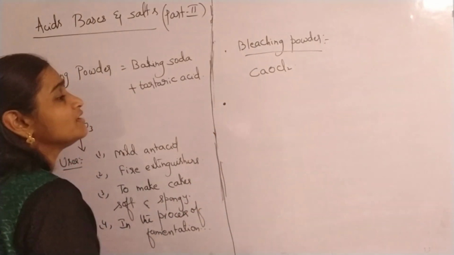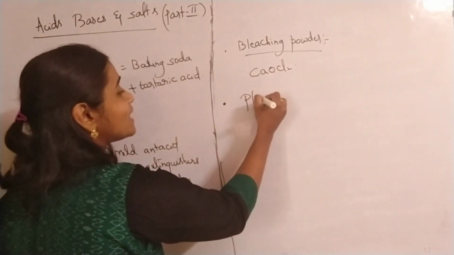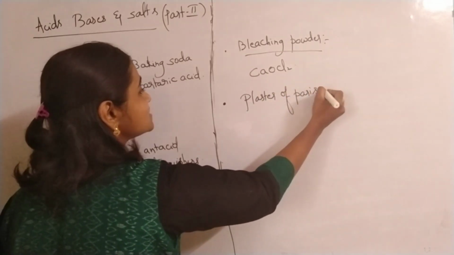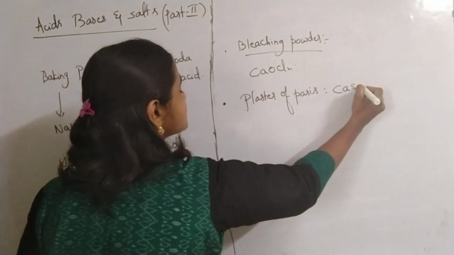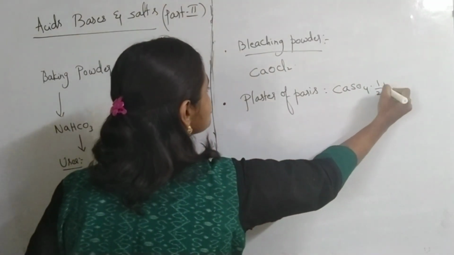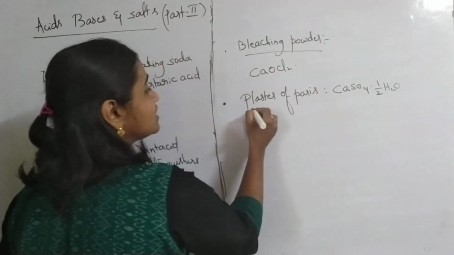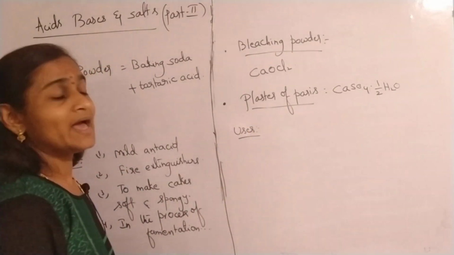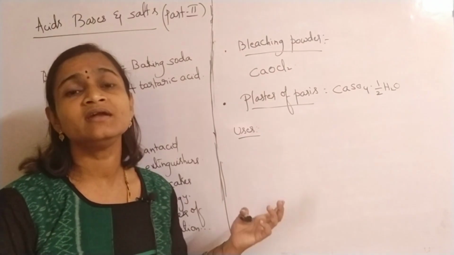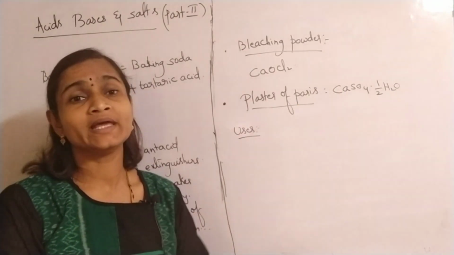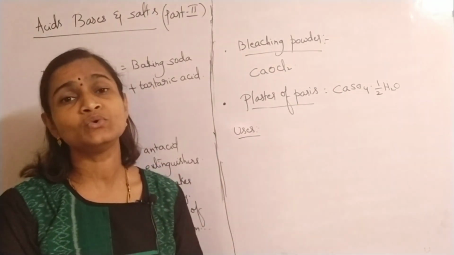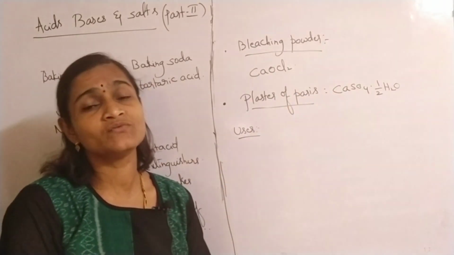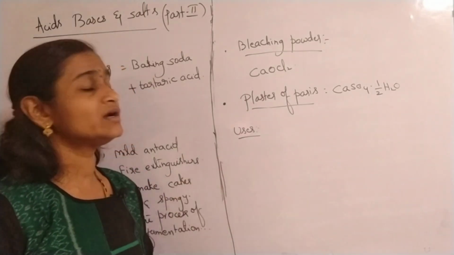Okay, so this is about bleaching powder. And next you have another salt called plaster of Paris, which is called POP. For this, CaSO4 dot half H2O. What are the uses of this plaster of Paris? Actually, plaster of Paris is obtained from gypsum only. Calcium sulfate CaSO4 2H2O is called gypsum, whereas plaster of Paris is what? CaSO4 half H2O. Okay, what are the uses?